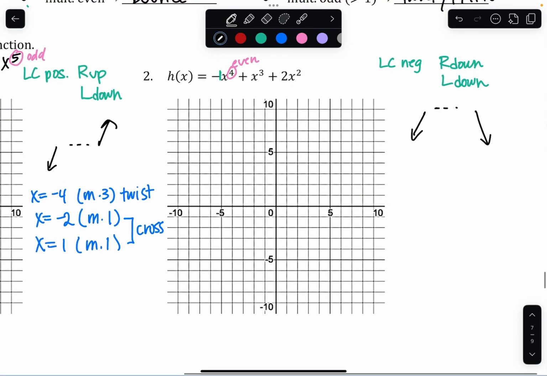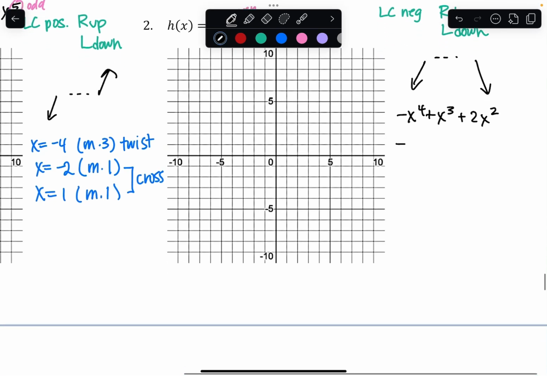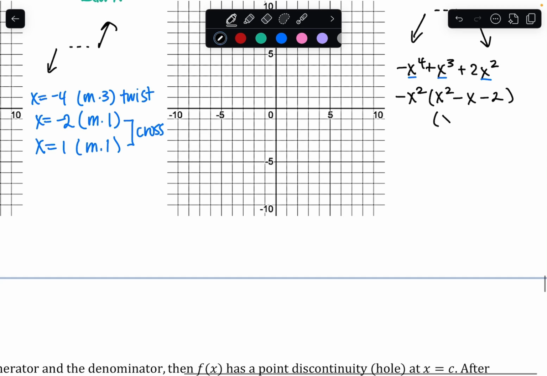In order to get our roots, we need to factor this, so I'm going to rewrite it down here: -x^4 plus x^3 plus 2x squared. Whenever your leading coefficient is negative, you definitely want to factor out a negative. We also have an x squared in common to each term, so we can factor out an x squared. That would be positive x squared times (x squared minus x minus 2). That's just a quadratic that factors to (x minus 2)(x plus 1).